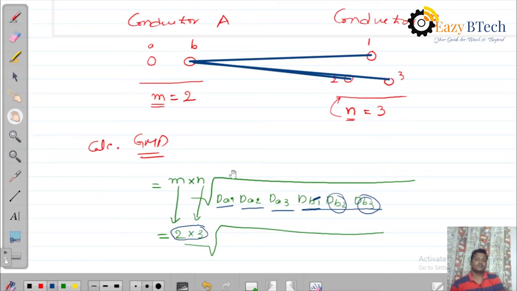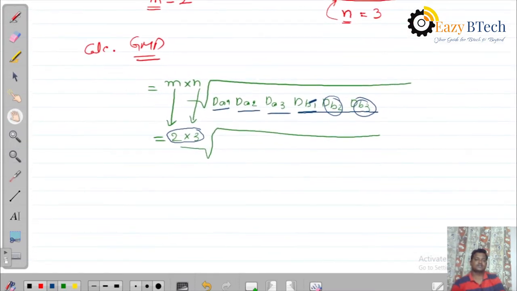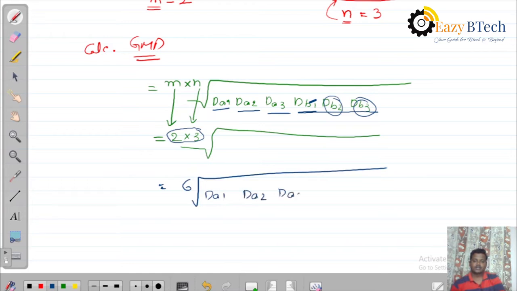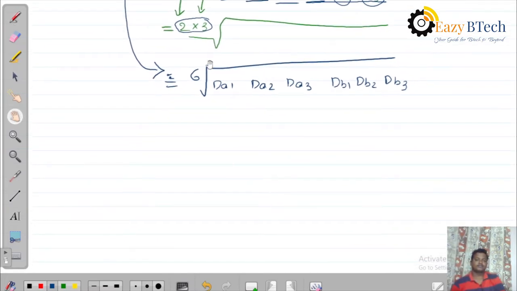Therefore, the formula for GMD for this case is the 6th root of the distances dA1, dA2, dA3, dB1, dB2, dB3. This is the way we will calculate. This is the expression for GMD for this case. We can go for another example.